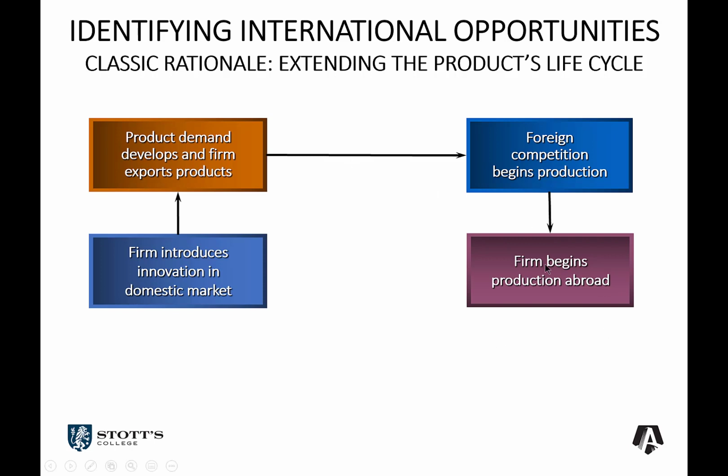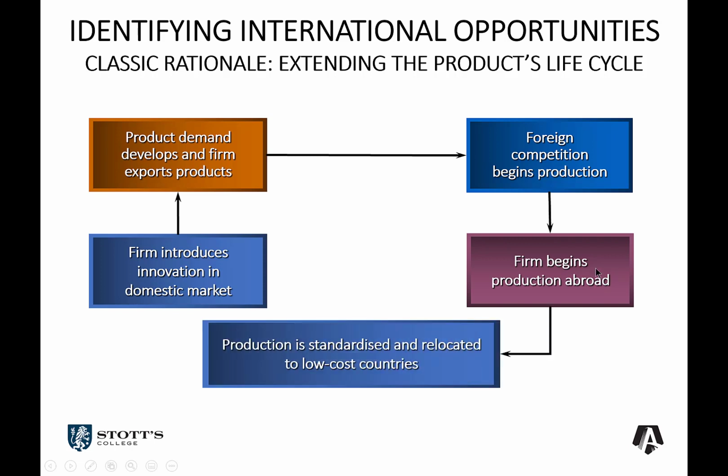That normally happens by beginning in this staged model, by beginning your production in a similar environment. If you're from a developed country, you start producing in another developed country. And then as you get standardized processes, you relocate your product manufacturing to low-cost countries. That's the traditional stage model.